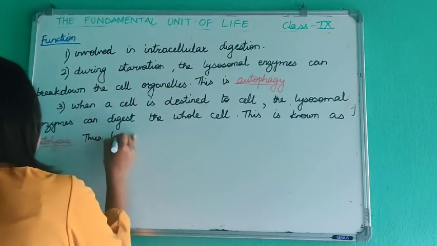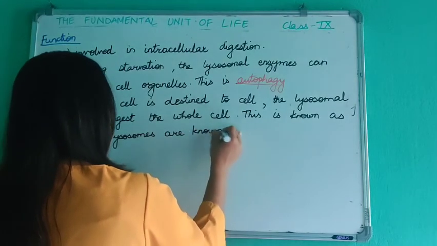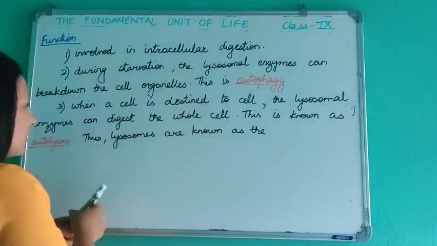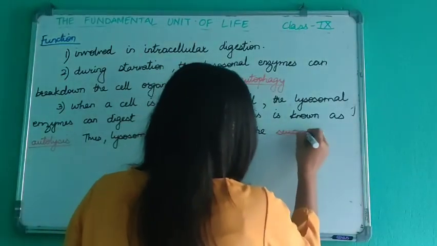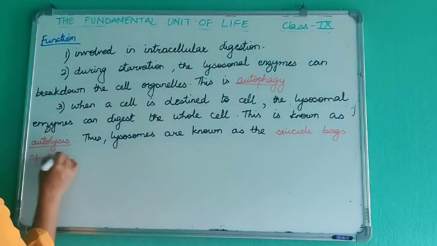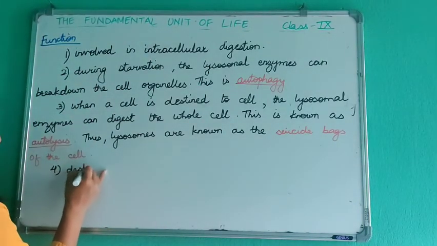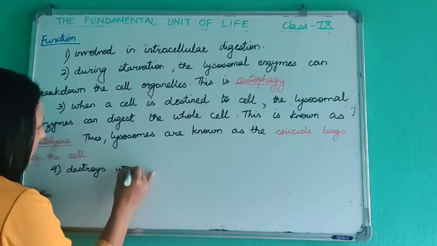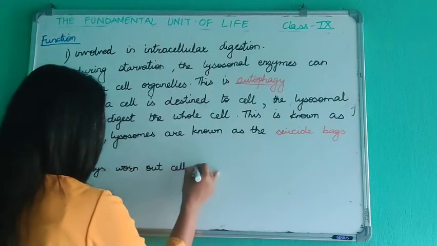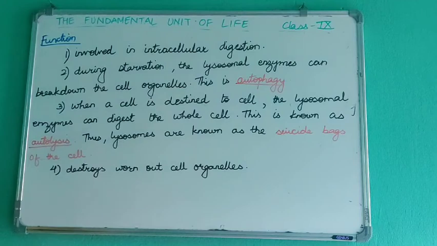Thus lysosomes are known as the suicide bags of the cell. So lysosomes लाई चाहिँ suicide bags of the cell पनि भनिन्छ, किनभने यसले एउटा डल्लै सेललाई पनि डाइजेस्ट गर्न सक्छ. फोर्थमा, it destroys worn out cell organelles. So अगर कुनै पनि सेल अर्गानेल ओल्ड एज भयो, इन्जर्ड भयो, त्यसलाई रिमुभ गर्नु छ, डिस्ट्रोय गर्नु छ भने लाइसोसोम्सले डिस्ट्रोय गर्छ.